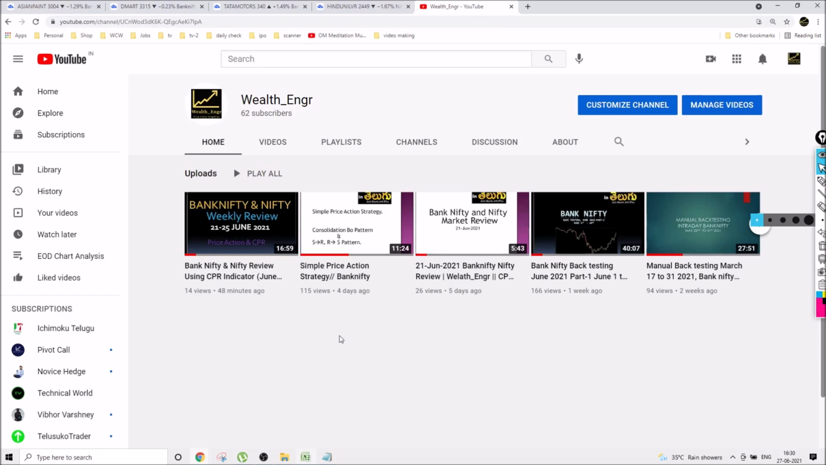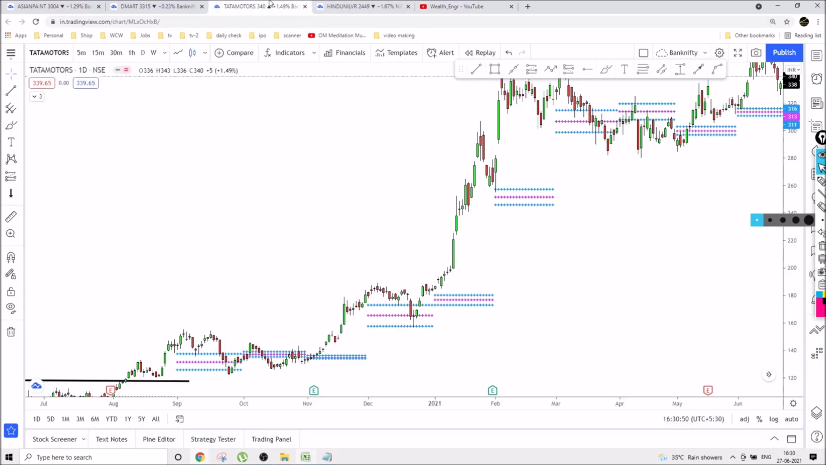This strategy is mainly useful for part-time traders who are employees working in companies, so they cannot devote much time to candlestick trading. So they can use this kind of strategy for additional income.